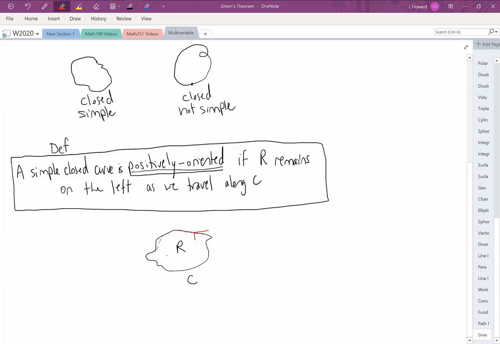If you were actually going backwards, so imagine if you were going this way, then the curve would be negatively oriented and you'd have the region on your right as you travel along C. So there's our positively oriented curve. And if you want a more intuitive way of thinking about this, you could say positively oriented means the curve is going in a counterclockwise direction when you're viewing it from above.